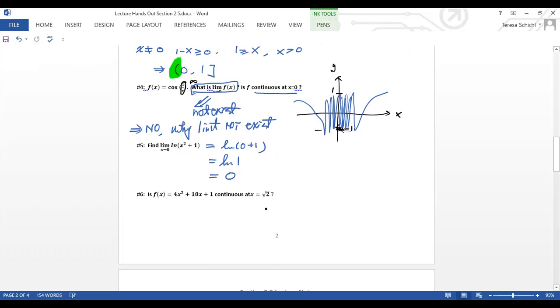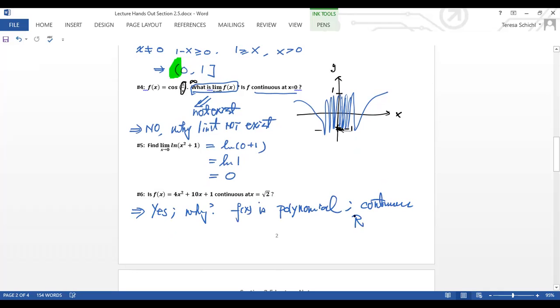Okay, and the next one here: we said, is f of x continuous at x equals the square root of 2? What is your answer? The answer is yes. Why? It's because f of x is a polynomial. So we said the polynomial is continuous where?